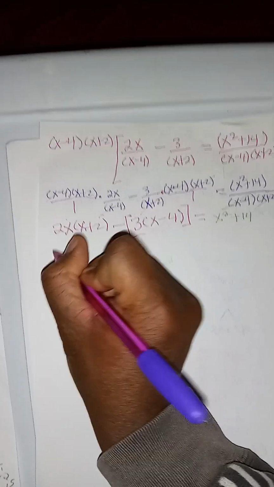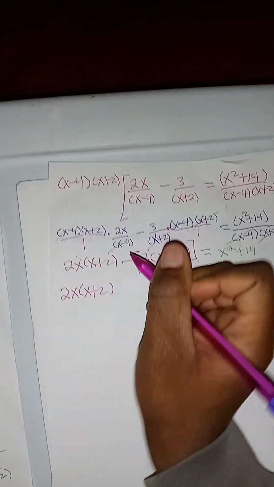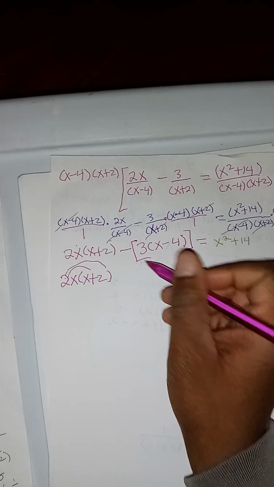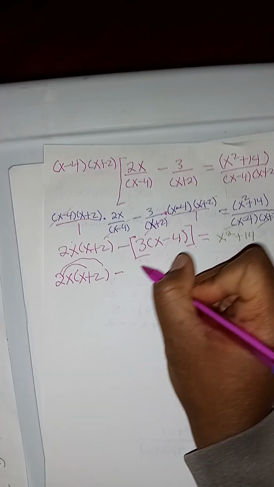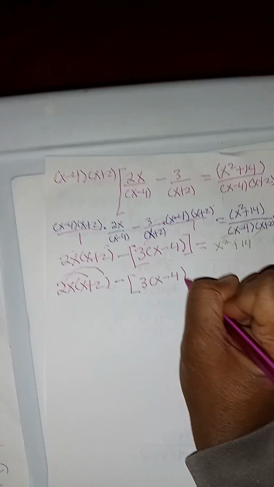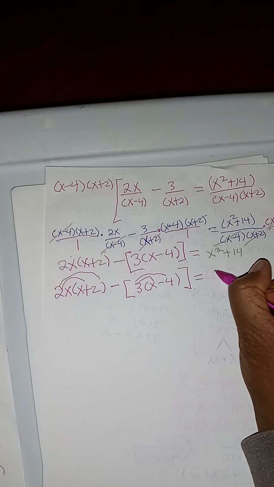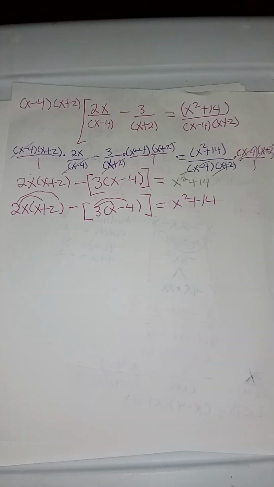2x times x plus 2, we want to simplify that first. Multiply by the distribution process, and then minus, and in parentheses, 3 times x minus 4. We want to distribute the 3 through, then equal to x squared plus 14. So let's have that marinate there for a second.